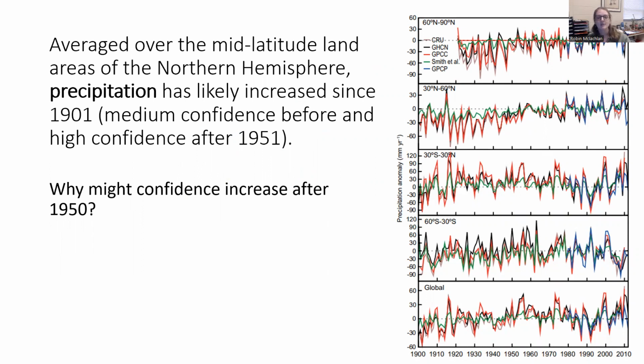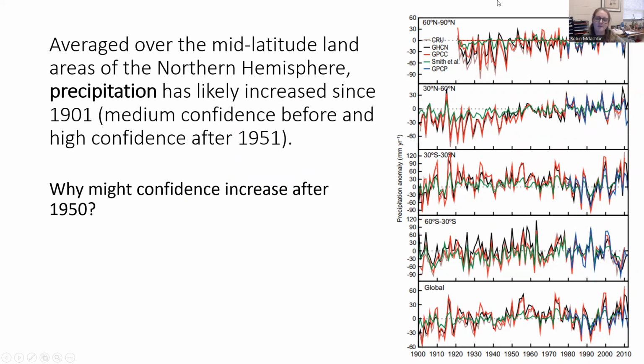So averaged over the mid-latitude land areas of the Northern Hemisphere, so where we're at, right, precipitation has likely increased since 1901. And that confidence becomes higher after 1951. And these graphs are showing you all around the world how precipitation has changed since 1900. And you can see that all over the world, it's a little sporadic, right? We're not saying every single place is like this, but from 30 degrees north to 60 degrees north, we do see that definite precipitation increase.